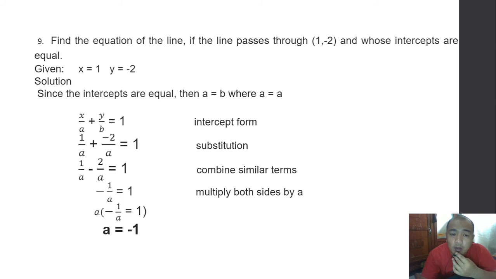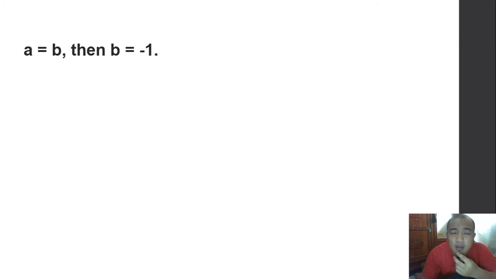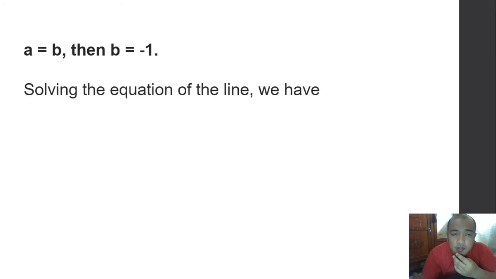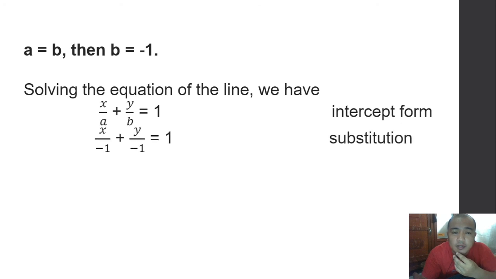What is the value of the y-intercept? It is also equal to negative 1 because it says here that the intercepts are equal. So what is now the equation of the line? They are both equal. X-intercept is negative 1, y-intercept is negative 1. Substitute now in the intercept form of the equation of the line: x over negative 1 plus y over negative 1 equals 1.